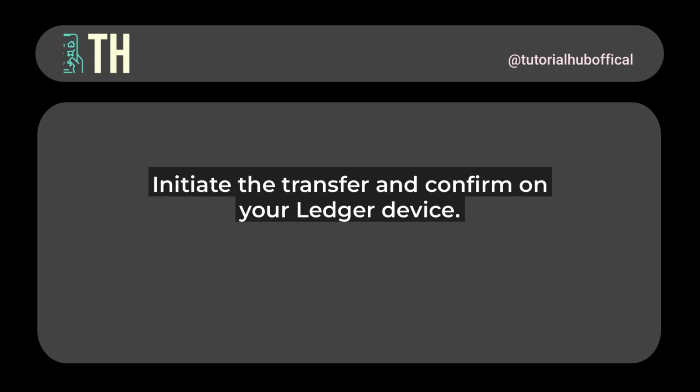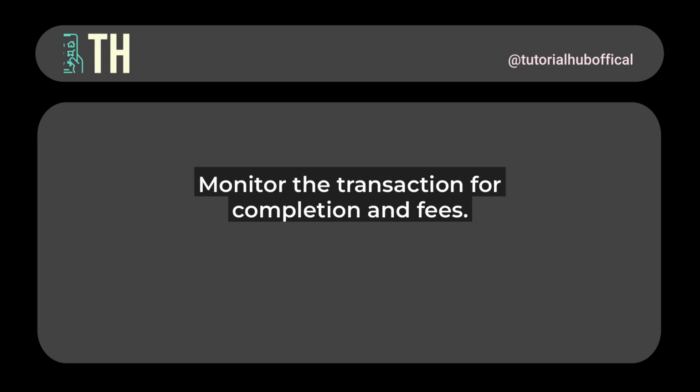Once everything looks good, confirm the transaction on your Ledger device by checking the details on the screen and approving with your PIN. After you hit send, the transaction will be broadcast to the blockchain. This might take a few minutes to an hour, depending on network congestion. Once it's confirmed, check your Crypto.com account to see your USDC arrive. Pro tip: always verify transactions on a blockchain explorer like Etherscan to ensure everything went through securely.